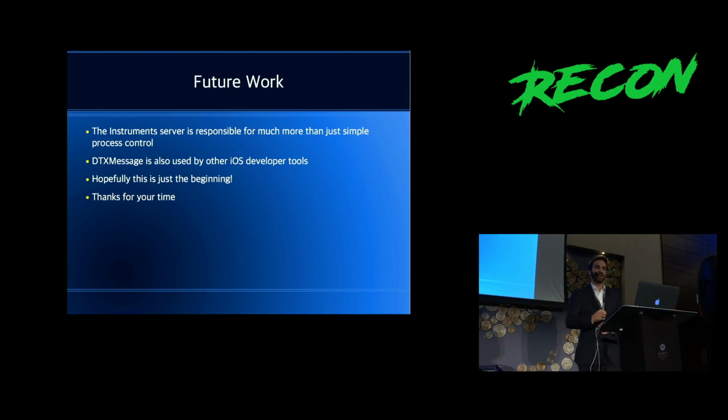I mean, we kind of got what we wanted out of it, but the instrument server is responsible for way more than just simple process control. Like I said before, it manages performance statistics and memory leak checking. I'm pretty sure the instrument server actually manages UI automation for automated UI tests on iOS, so you have the potential to write your own iOS automation apps with this kind of framework that we've built. And this DTX message class is also used by other iOS developer tools. So there's a lot of potential here for future work.